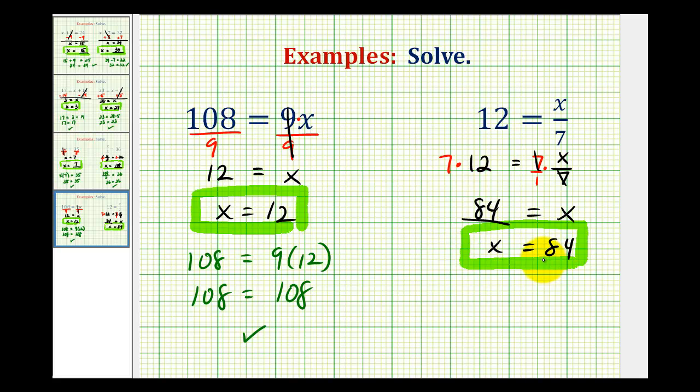And again, let's go ahead and check our solution. We want to verify that 12 is equal to 84 divided by 7. Well, 84 divided by 7 is equal to 12. Therefore, our solution, once again, is correct. So notice that even though the variable is on the right side, the steps to solve for x are exactly the same for these types of one-step equations.